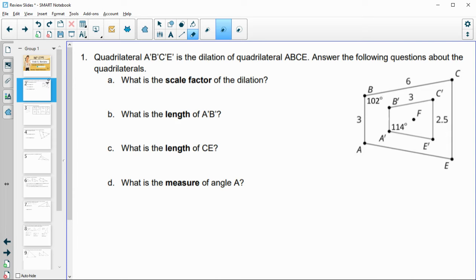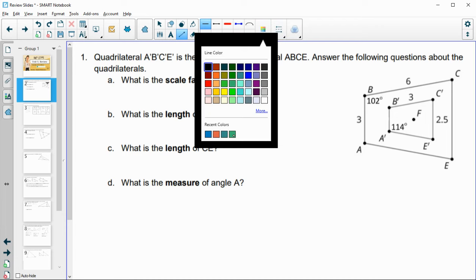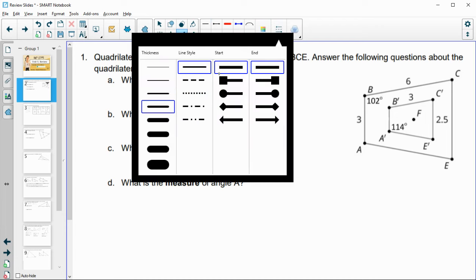Number 1 gives us quadrilateral A prime, B prime, C prime, E prime. So this inner quadrilateral here is the dilation of the outer quadrilateral. And then we're going to answer some questions about it. So this first one wants us to determine the scale factor.